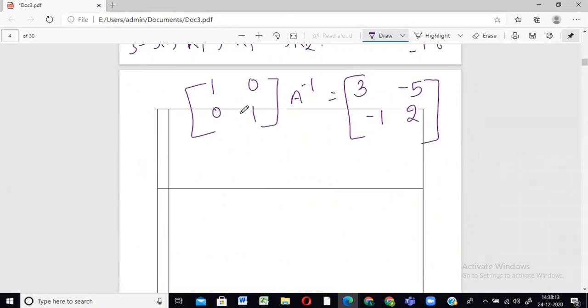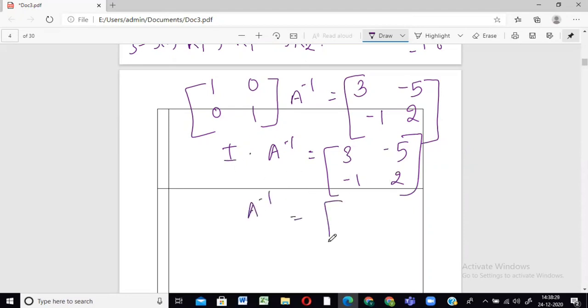Now I've told you already, identity is like 1. तुम 1 से कुछ भी multiply करते हो तो वही answer आएगा. So now what will be I into A inverse? I into A inverse will be nothing but A inverse only, because as I said, it's like identity, और उसको किसी के भी साथ multiply करो वही answer आएगा, right? So the final answer of A inverse is 3 minus 1 minus 5 and 2.